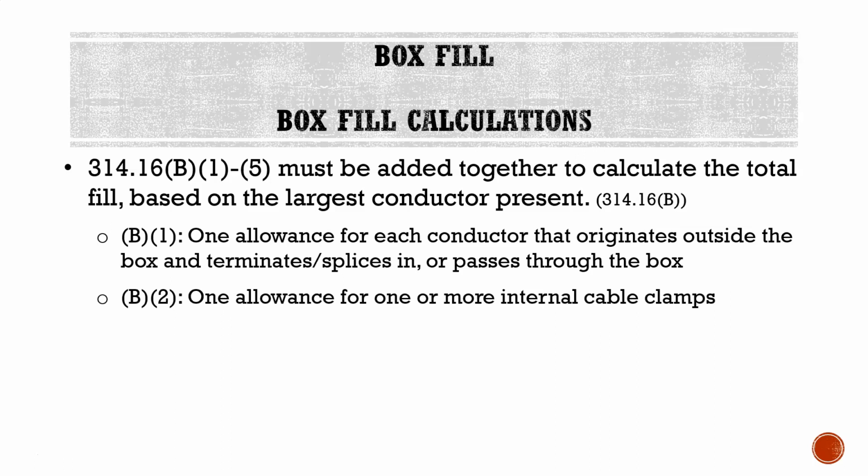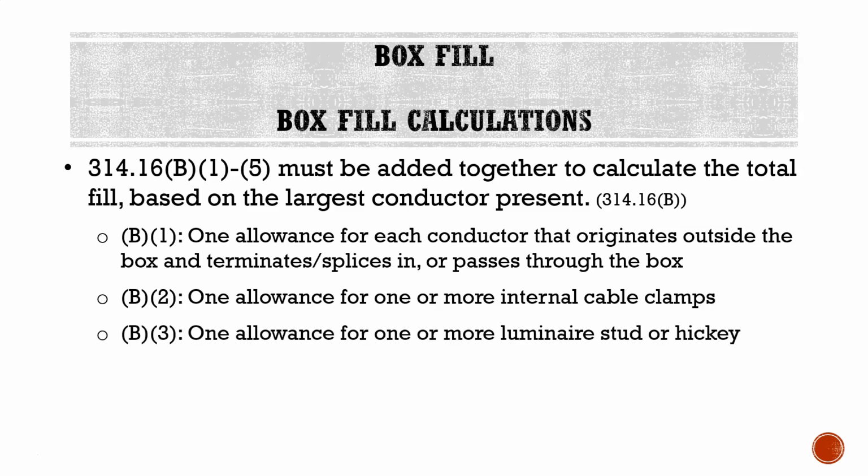B2, we're going to make one allowance for one or more internal cable clamps, and the "one or more" is a very important key note here. So regardless of how many internal cable clamps we have inside of a given box, we're only going to make one allowance count for all of the cable clamps. It doesn't matter if we only have one cable clamp or if we have 10 cable clamps, we're only going to count them one time.